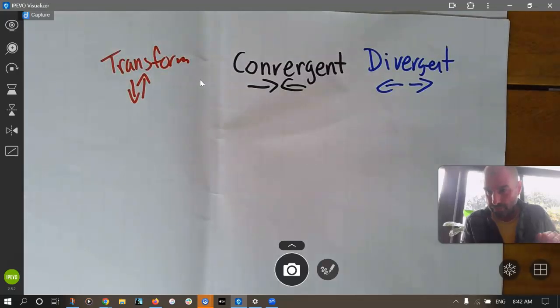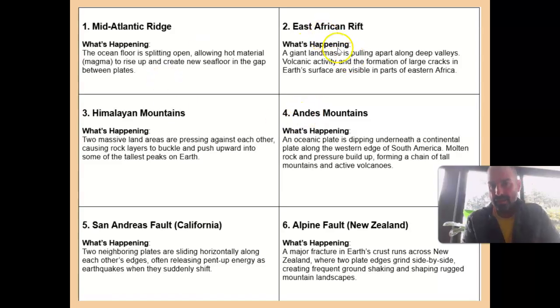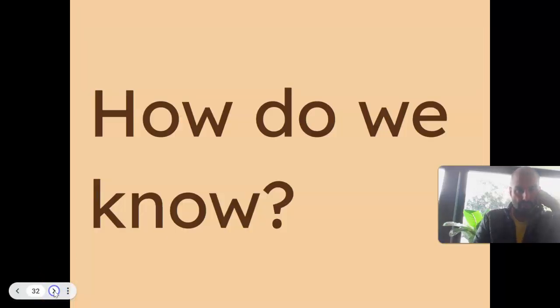these boundary types. And then you go back to the slide. East African Rift, read what's happening, and go back and do it. So you're going to put all 6 of these boundaries into your notebook, sorted in the correct order. So again, pause this video so you can be reading that and putting it in your notebook. And I'm going to go on in 3, 2, 1.